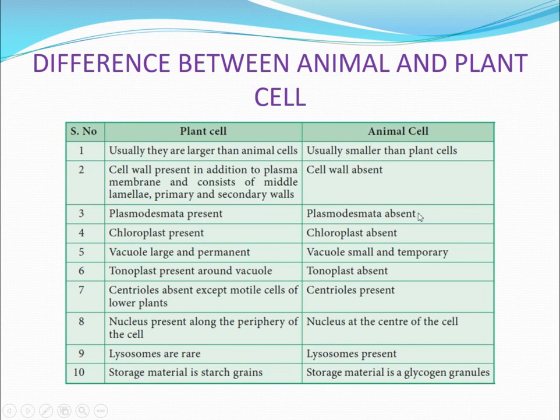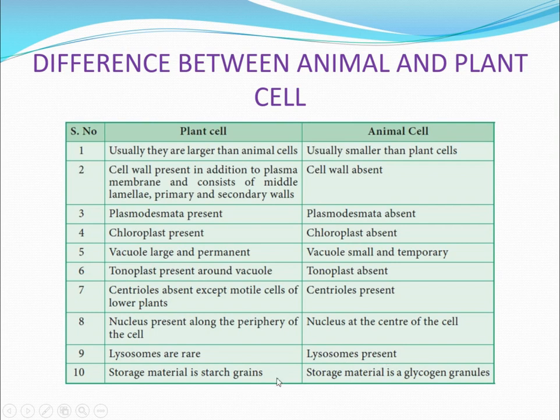Plasmodesmata present in plant cells, absent in animal cells. Chloroplast present, chloroplast absent. Vacuole large and permanent, vacuole small and temporary. Tonoplast present around the vacuole, tonoplast absent. Centrioles absent except in motile cells or lower plants, where centrioles are present. Nucleus present along the periphery of the cell, nucleus at the center of the cell.